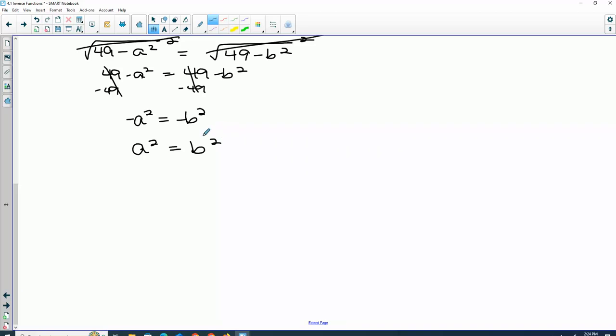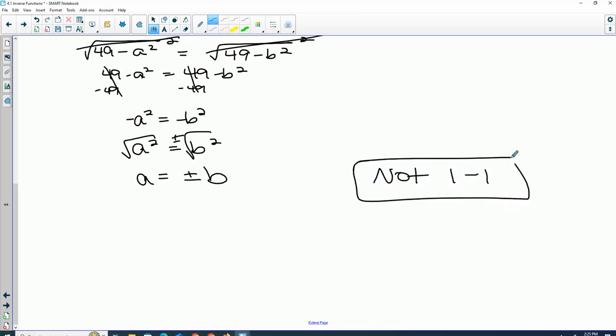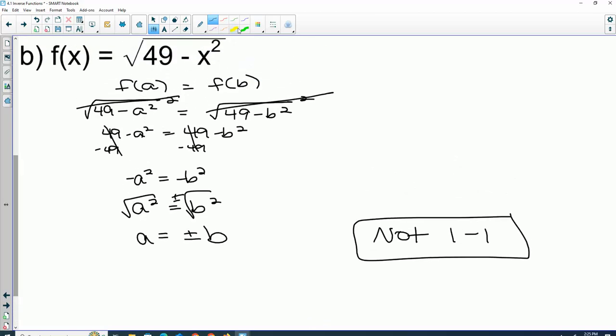How do we get rid of a square? When you add a square root, what else do you have to have? So I get that a could be a positive or a negative b. So they could be the same, or they could be opposites. I'll get the same y value if I plug in +3 and -3. So is this one-to-one? No. Can you tell me what part of this function made it not one-to-one? The square. Because I had to add a square root to get rid of it, and that put a plus or minus. So when something has a square in it, it's not going to be one-to-one.